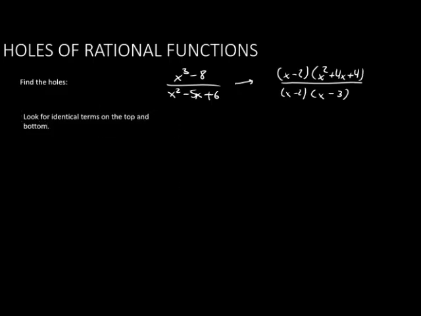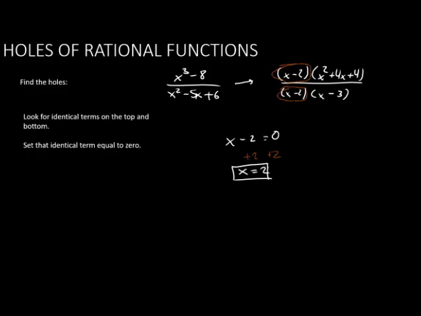We can see that we have x minus 2 on the top and x minus 2 on the bottom. Those two binomials are identical. When you see an identical term on the top and the bottom, we'll set that term equal to 0. Therefore, we'll say x minus 2 is equal to 0, and if we add 2 to both sides, we'll end up with x equals 2.